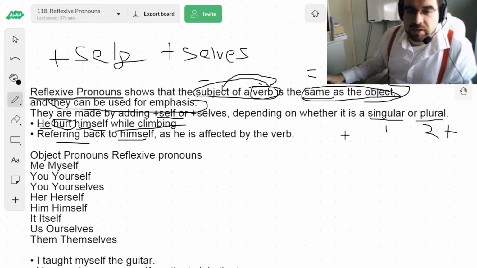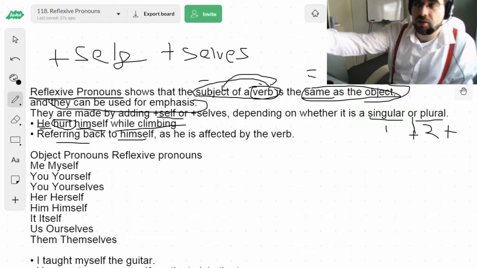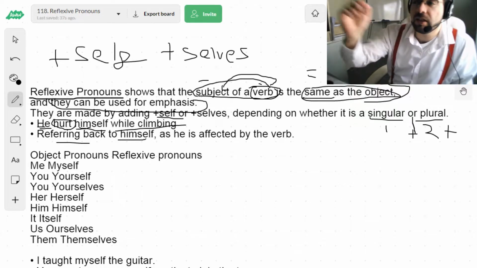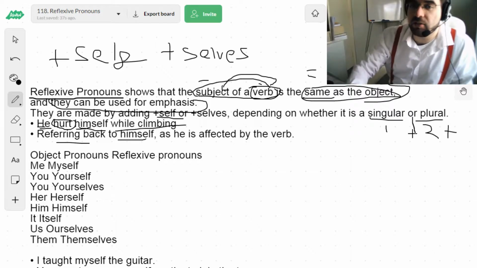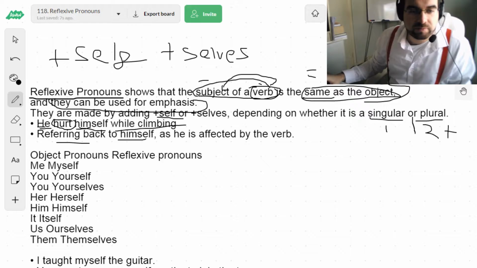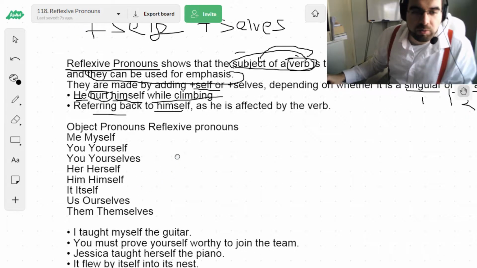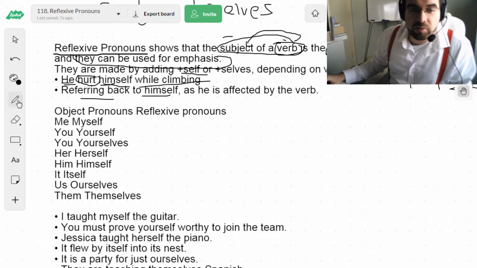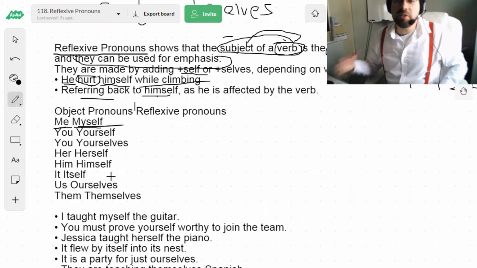Or even if it's plural, themselves. They are talking to themselves. They are reading among themselves. I am talking to myself. So the object pronouns and the reflexive pronouns, there are some differences then. I, me, myself. Me, myself, and I.